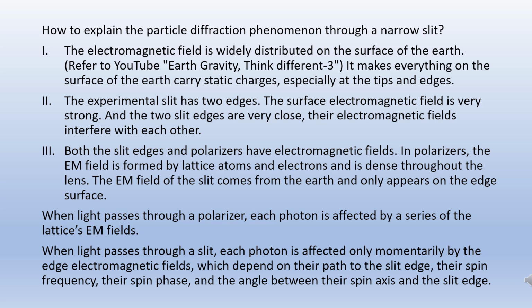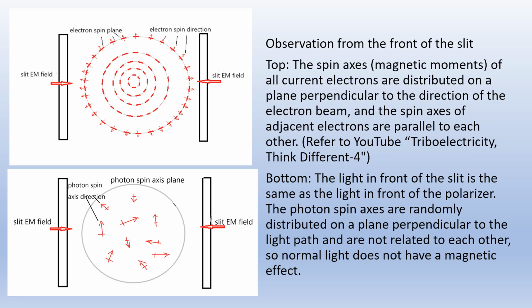their path to the slit edge, their spin frequency, their spin phase, and the angle between their spin axis and the slit edge. Observation from the front of the slit. Top. The spin axes, magnetic moments, of all current electrons are distributed on a plane perpendicular to the direction of the electron beam, and the spin axes of adjacent electrons are parallel to each other. Bottom. The light in front of the slit is the same as the light in front of the polarizer. The photon spin axes are randomly distributed on a plane perpendicular to the light path, and are not related to each other, so normal light does not have a magnetic effect.